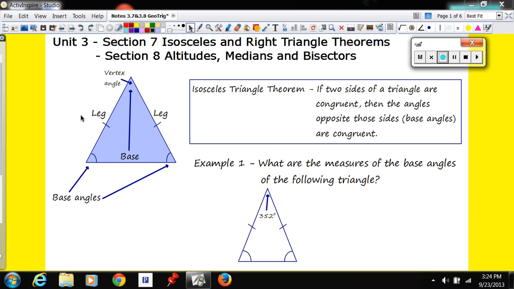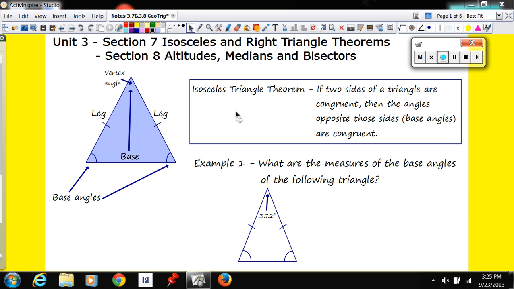The reason I know that this is an isosceles triangle is because we've got two congruent legs. Isosceles triangles have at least two congruent legs, and they have a base. The base is always across from the vertex angle up here at the top. The legs are always going to be across from the base angles. The base angles have to be touching the base. The vertex angle is not touching the base, it's across from the base.